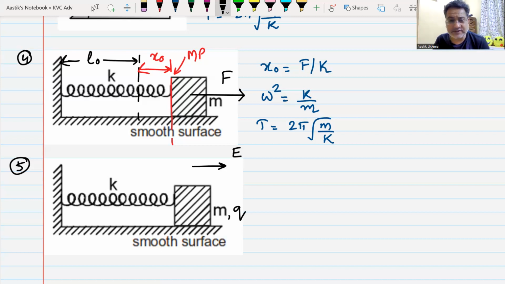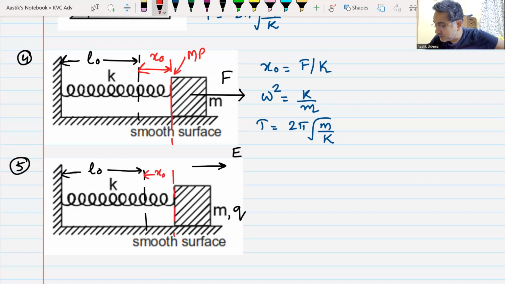Will it be extended or compressed in the mean position? Sir, is it a positive charge or a negative charge? Positive charge. I always think positive. I never think negative in my life. So it is a positive charge. Sir, the spring will be extended. Thank God. See, God exists. L naught will be the natural length. What is the value of x naught?